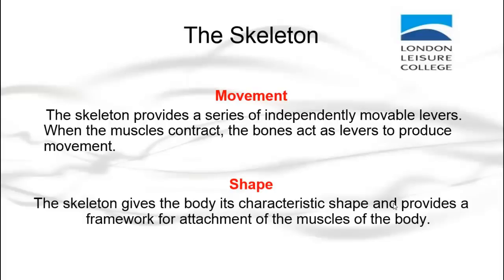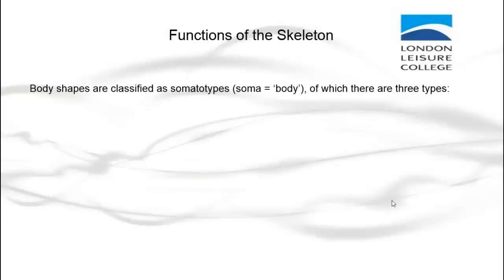The next function is called shape. So the skeleton gives the body its characteristic shape and provides a framework for attachment of the muscles of the body. So there are different body shapes which you're going to need to be aware of. So body shapes are classified as somatotypes, where soma equals body, and there are 3 main types that you're going to need to know.